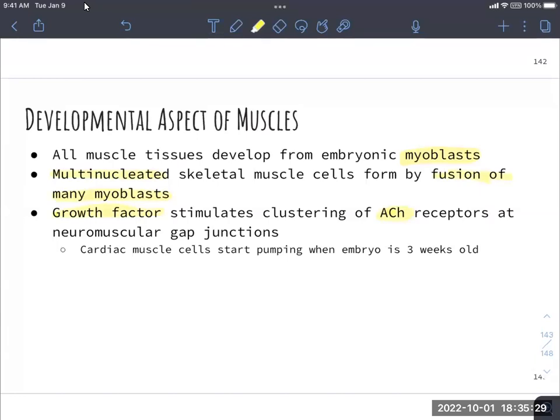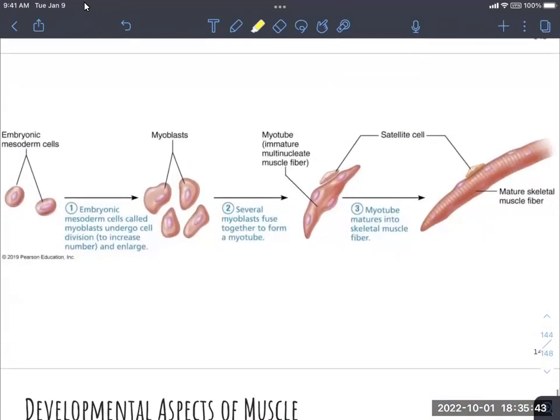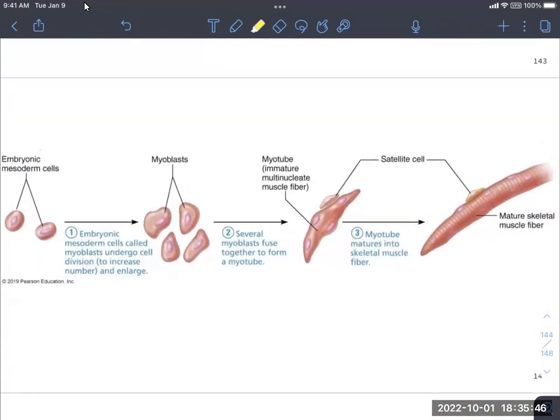Those cardiac cells start pumping at 3 weeks old. They start contracting and pumping. When you get to the cardiology unit in Anatomy 2, you learn how they contract. So here's how they start. They start as these little embryonic mesoderm cells. They turn into myoblasts. Many myoblasts fuse together to make a myotube that turns into a mature skeletal muscle cell.